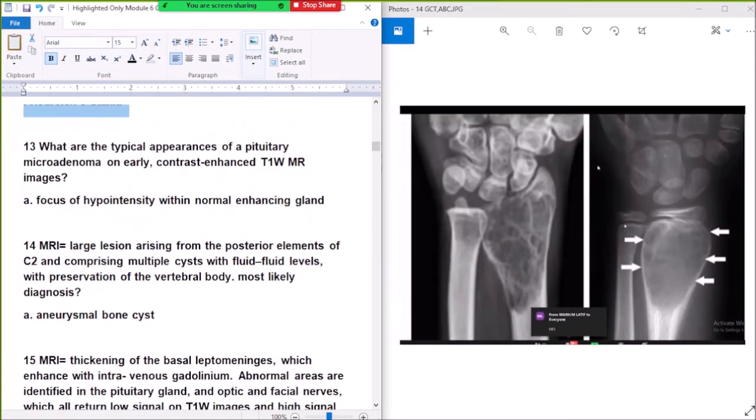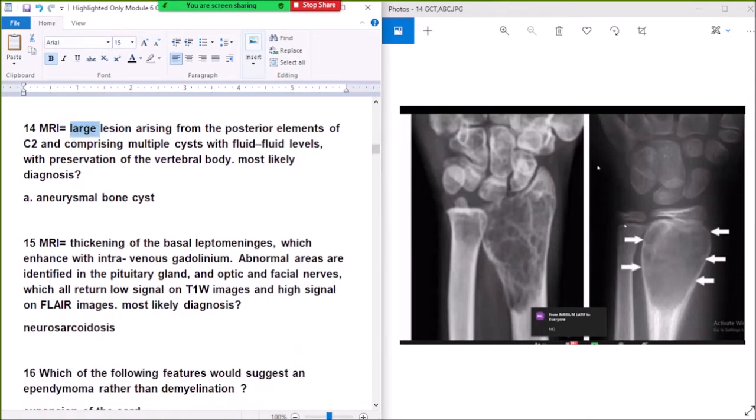13. What is the typical appearance of a pituitary microadenoma on early contrast enhanced T1 MR images? A focus of hypointensity within the enhancing gland. Pituitary microadenoma is seen on contrast enhanced T1W MR images as a focus of hypointensity within the enhancing gland, which is the typical appearance of a pituitary microadenoma on early contrast enhanced T1W MR images.